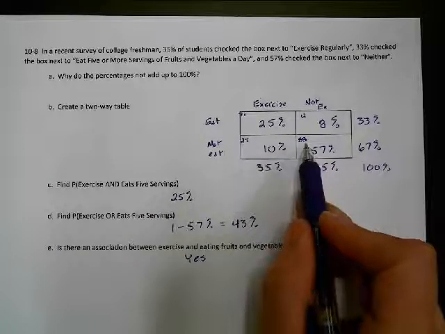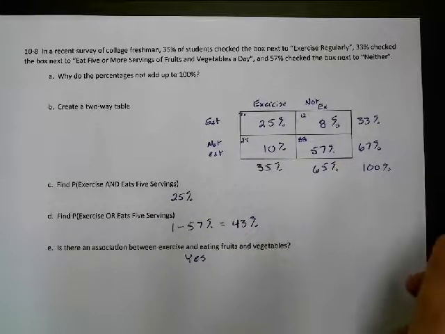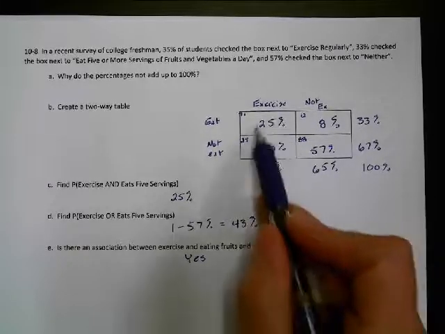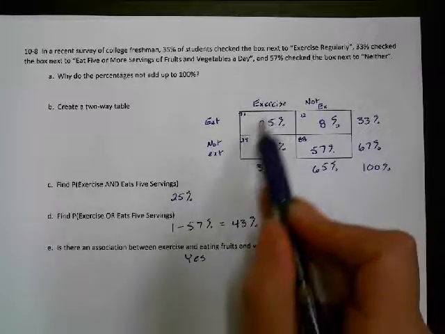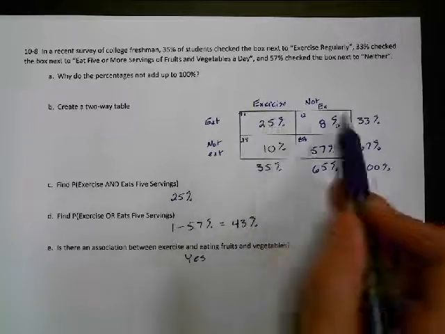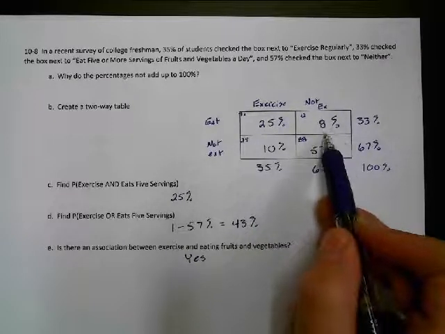So yes, we can see that there is a relationship. It looks like you are more likely to exercise and eat fruits and vegetables than not exercise and eat fruits and vegetables. So the people that exercise are probably going to have a healthier lifestyle is what this is telling us.